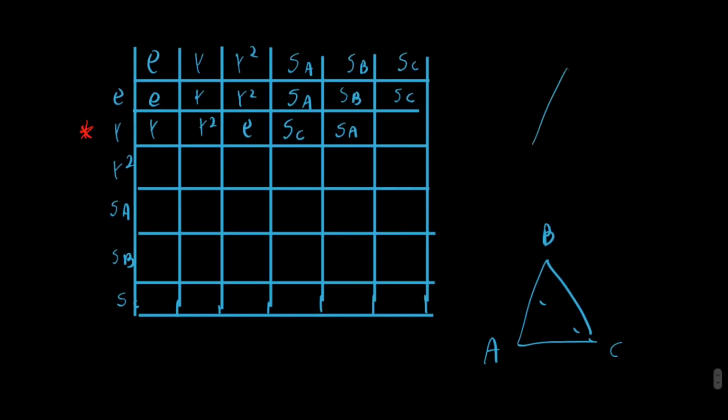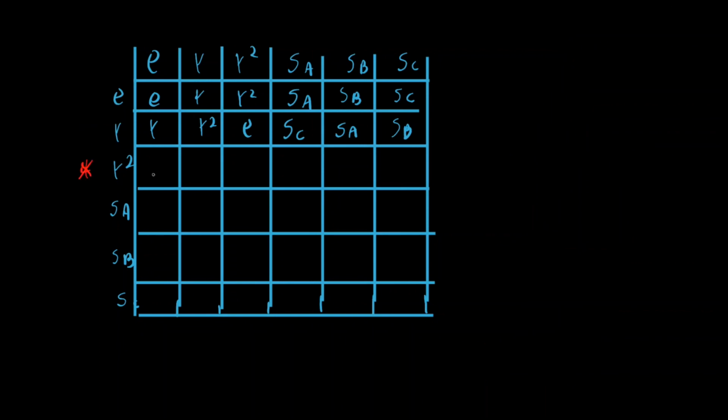And again, by the same reasoning, we can find R times SC. SC is this, and then if we rotate 120 degrees counterclockwise, we get B here, A here, and C here, and this is just SB. So now let's move to the third row.